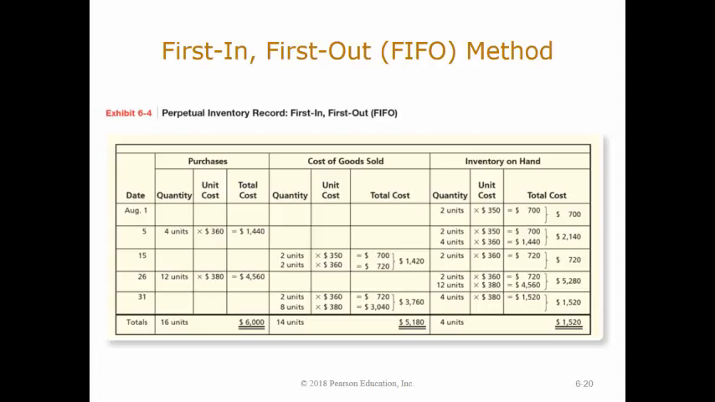On August 26th, Smart Touch Learning purchases 12 units of inventory at a cost of $380 per unit. The sale on August 31 indicates 10 units were sold. Because the oldest units in inventory at this time are the 2 units remaining from the August 5th purchase, they will be assigned to the sale first. The remaining 8 units will come from the August 26th purchase, leaving 4 units at $380 per unit in ending inventory.